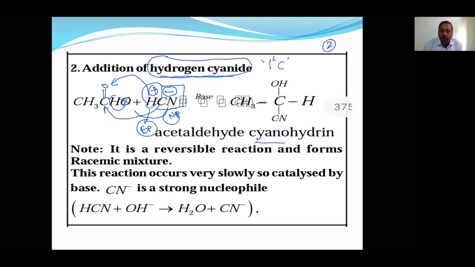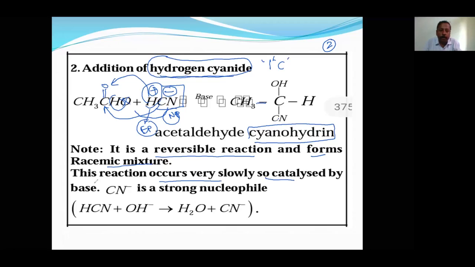Now this is a new functional group. This functional group is called a cyanohydrin. It is a reversible reaction and forms a racemic mixture. How many of you know what a racemic mixture is? We have studied this in haloalkanes. A racemic mixture is an equimolar mixture of the dextro and levo optically active isomers. Understood? Then the reaction occurs very slowly.